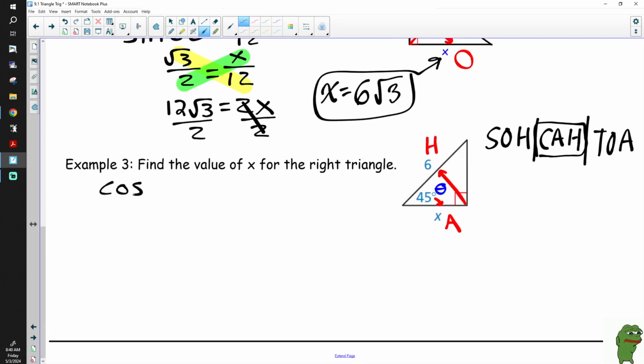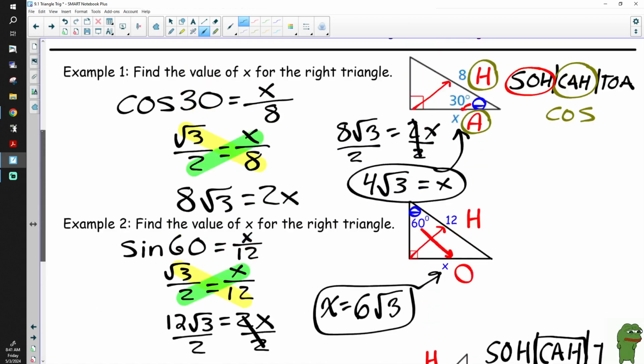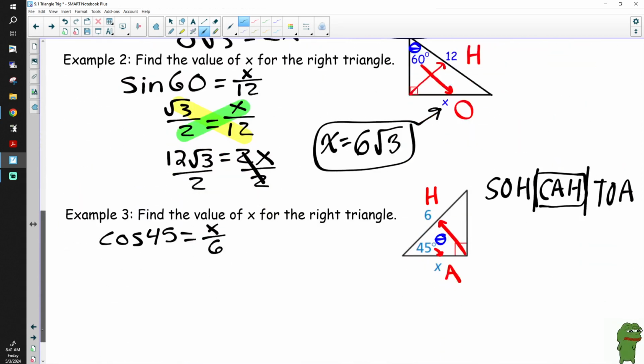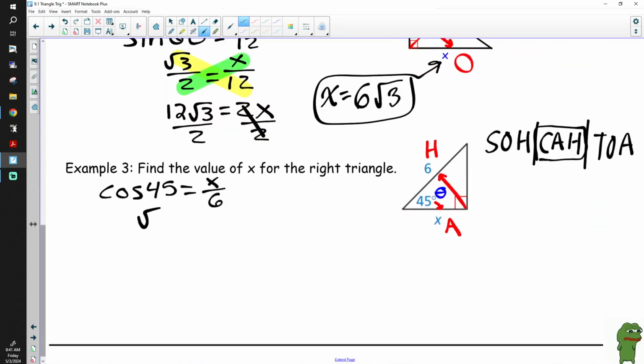The cosine of 45 equals my x over 6. Now we go look at our table to figure out what the cosine of 45 is. If I look, the cosine of 45 is square root of 2 over 2. Yep. So I'm going to write the square root of 2 over 2 equals x over 6.